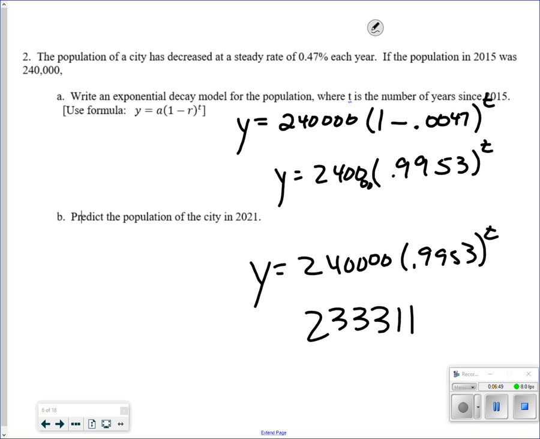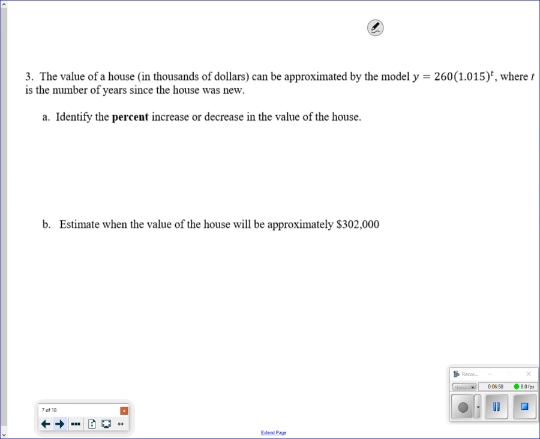So we're talking about 233,000 people. Sorry about that. The value of the house in thousands of dollars can be approximated. So remember, this is in thousands. So that's 260, but that's in thousands. Where t is the number of years since. What is the percent of increase? So what they want to know is what is r. So if 1 plus r is, so you're talking, subtract 1, 0.015 or 1.5%.